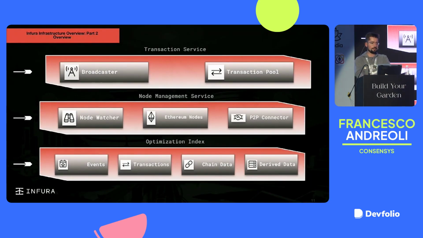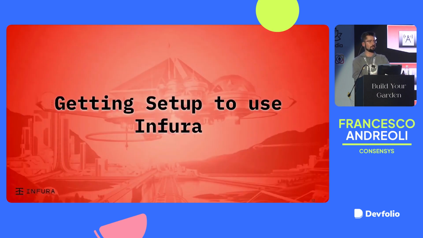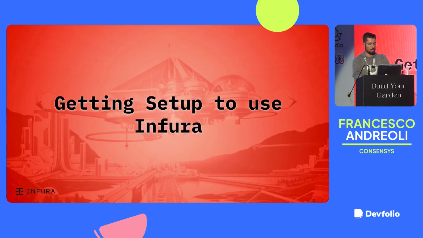This is another deep dive, a little bit on the backend side, but the most important parts are the two: the transaction service and the node management service. Basically, you can have your watcher, the nodes, and the peer-to-peer connector, and on the transaction side, you have the broadcaster and the pool. And then optimization and index store are specific tooling where you can record different specific features. That's also quite interesting.